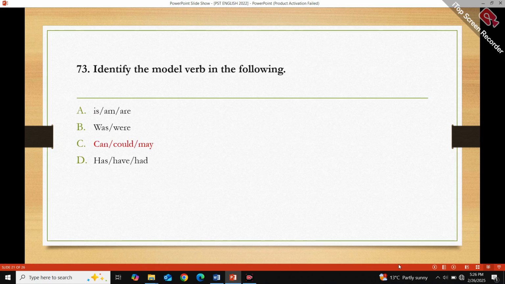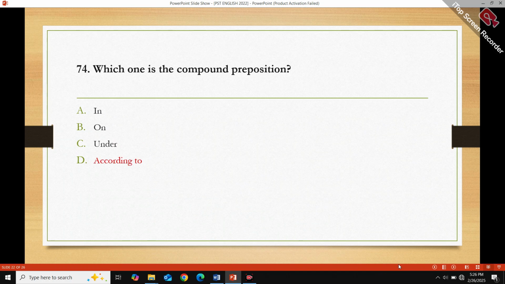Identify the modal verb in the following. And the correct one is option C, can, could, and may. The next one is: which one is a compound preposition? A compound preposition is a preposition that is made up of two or more words. So here in is a single word, on is also single, under is also single, and the D option is the correct one. According to is a compound preposition.